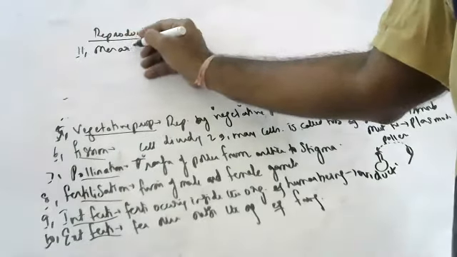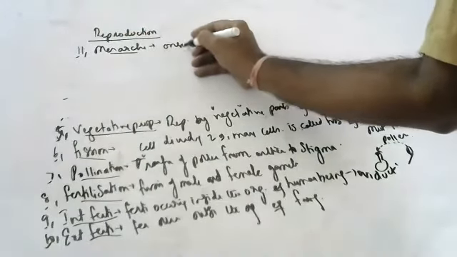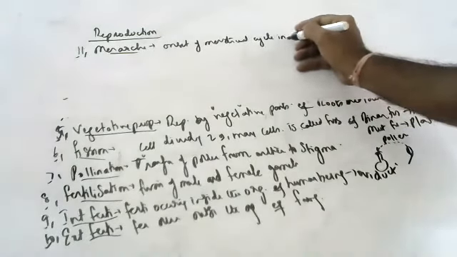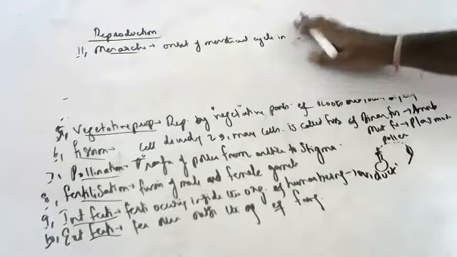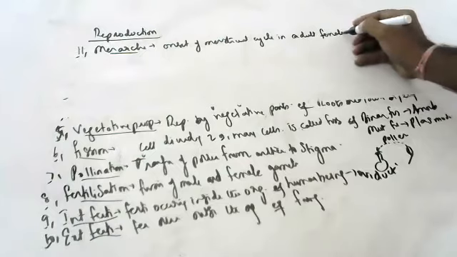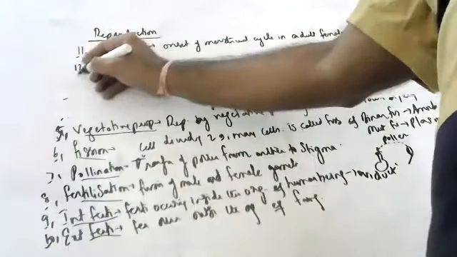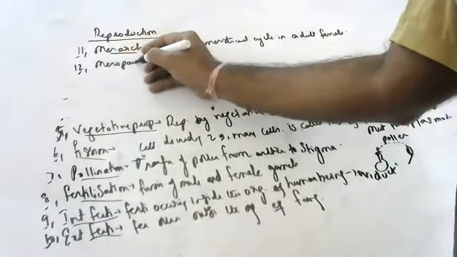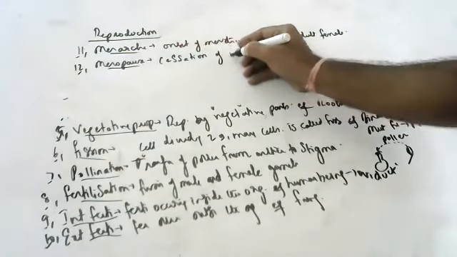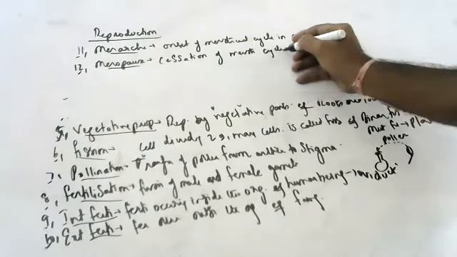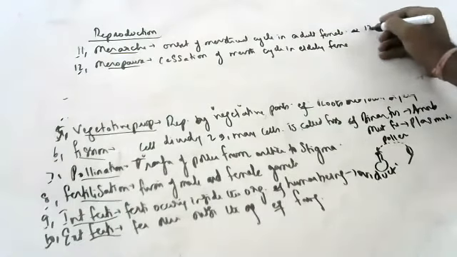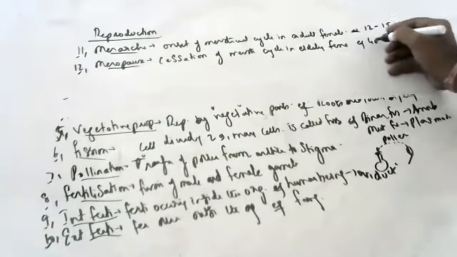What is menarche? Onset of the menstrual cycle in young females is called menarche. Menopause: cessation, meaning stopping, of the menstrual cycle in elderly females. This occurs at the age of 40 to 45 years.